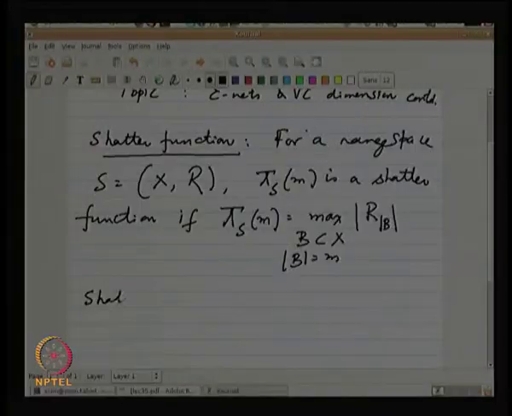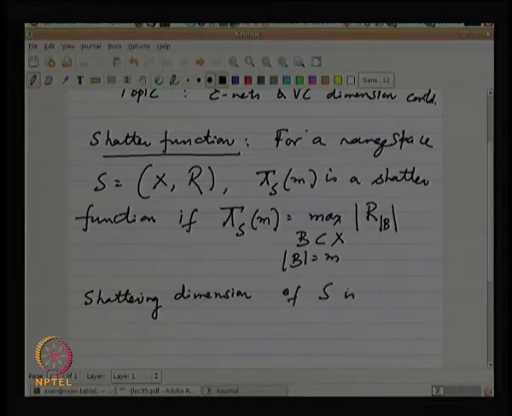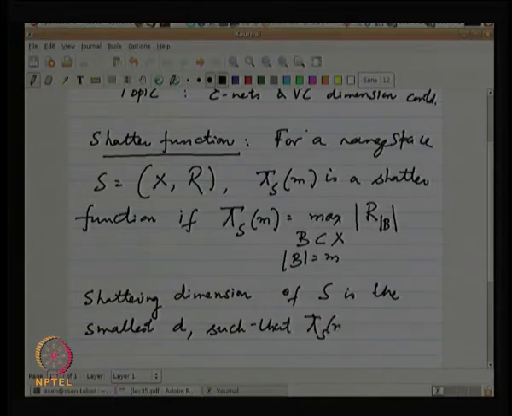Now there is a subtle difference between the shattering dimension and the VC dimension. So, what is the shattering dimension? It is the smallest d such that pi s, this shatter function, can be bounded by some kind of polynomial.